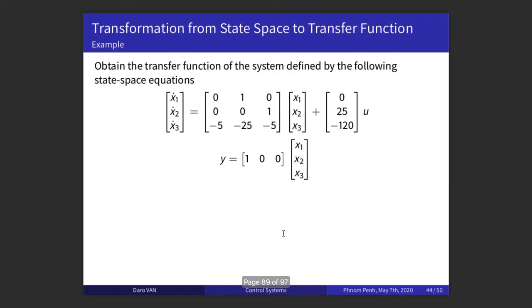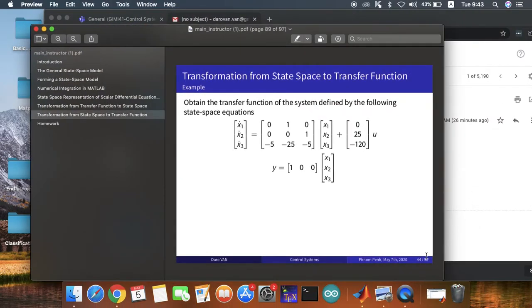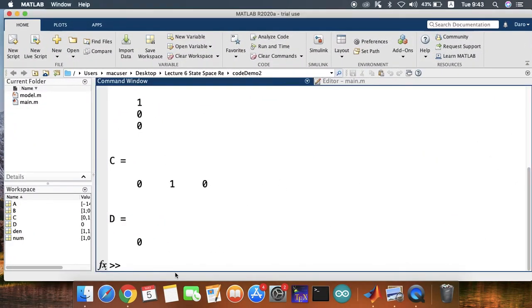Okay, so let's consider this state space equations. So how can you obtain the transfer function using MATLAB? Okay, and we can do a little bit of demo. In MATLAB, I need to clear. This is my practice, so we need to specify A. So what is the matrix A?